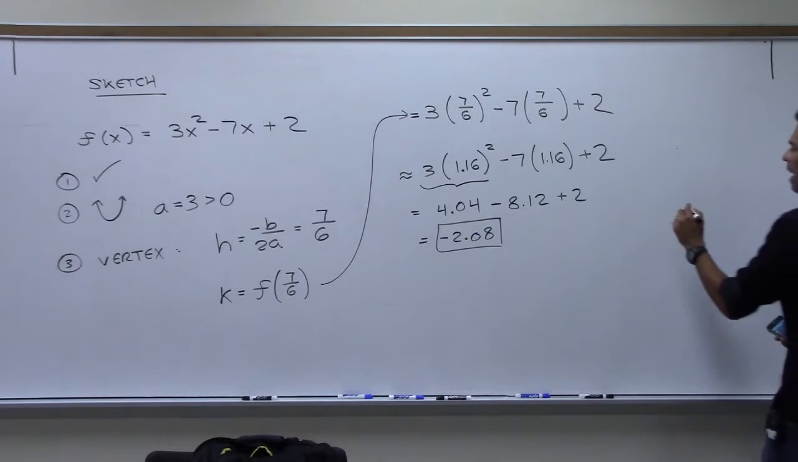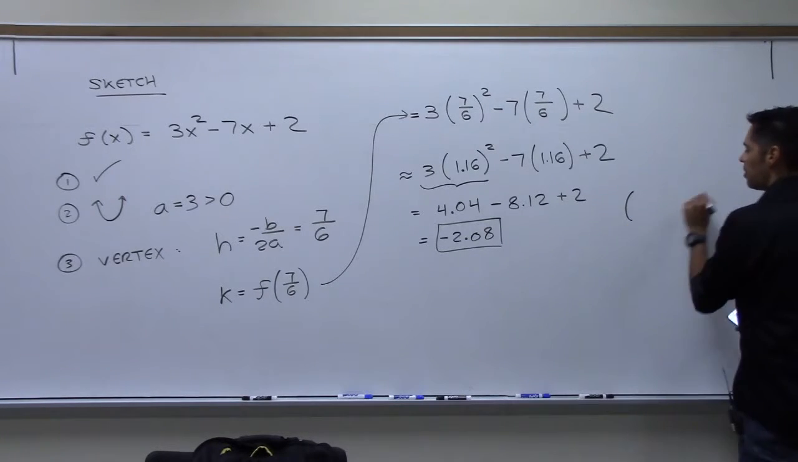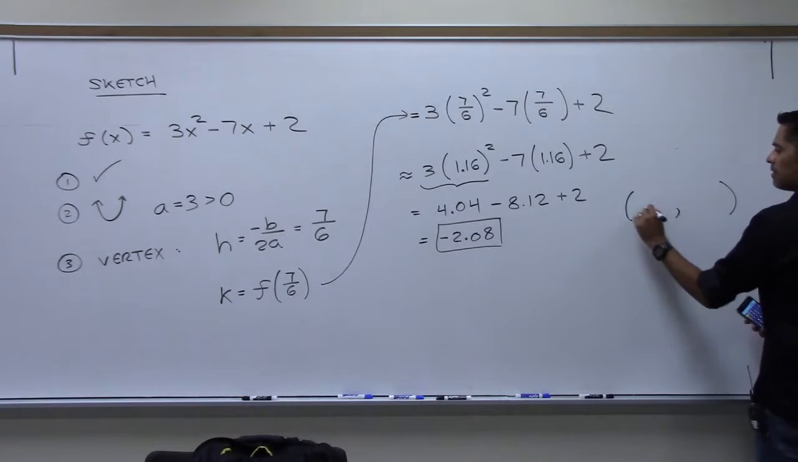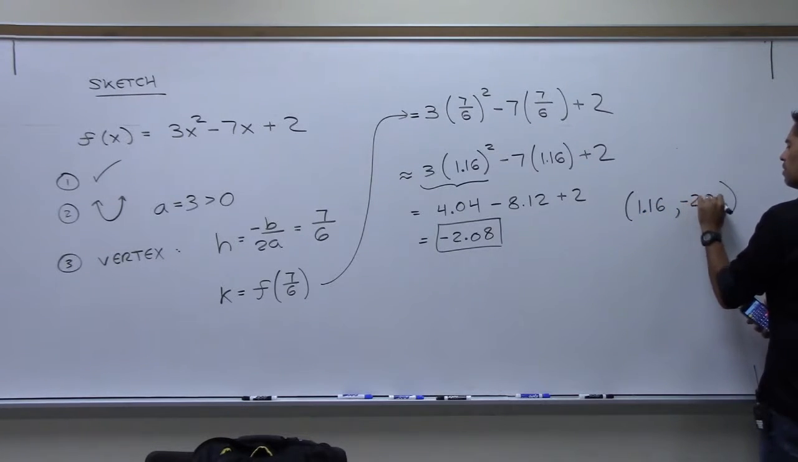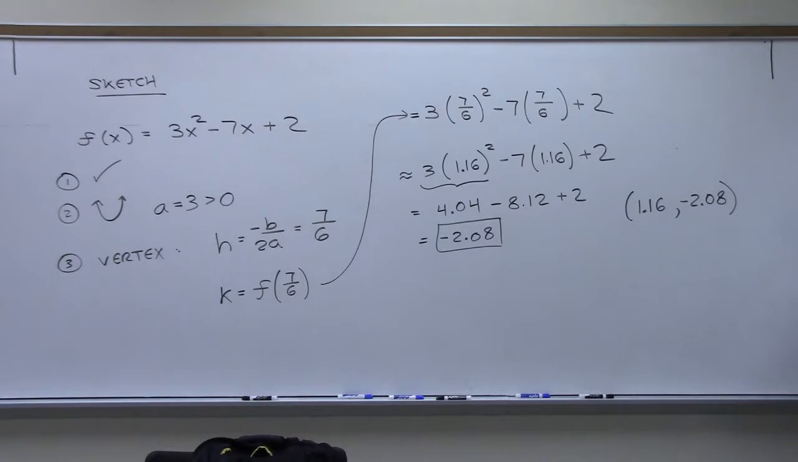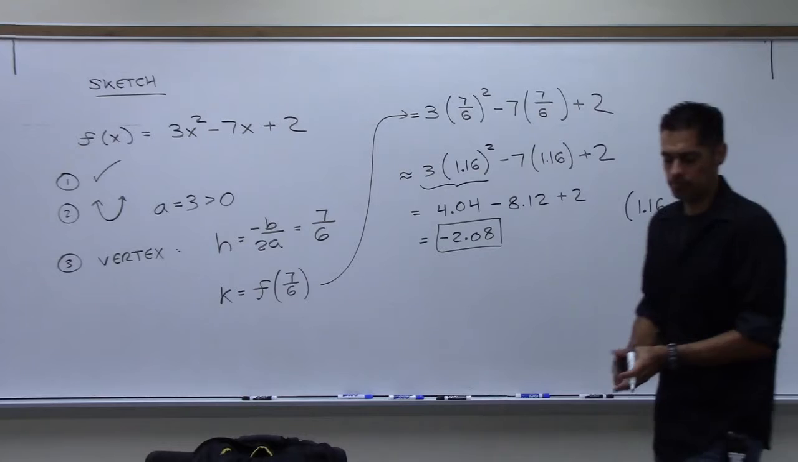Remember, the vertex is a point, right? It's going to be 1.16, negative 2.08. That's my vertex.